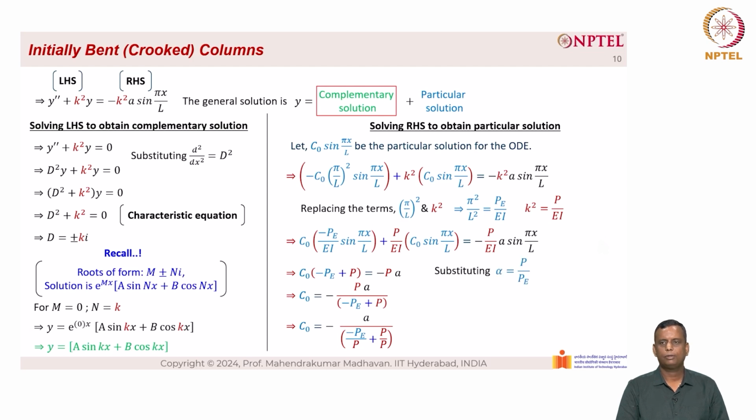Substituting alpha equal to P by PE, which is the ratio of the applied load to the Euler load, we have the equation C0 equal to minus of A by minus 1 by alpha plus 1, which again can be simplified as C0 equal to minus alpha A divided by minus 1 plus alpha, which is A alpha divided by 1 minus alpha. So, the particular solution is C0 sin pi x by L equal to A alpha divided by 1 minus alpha into sin pi x by L.